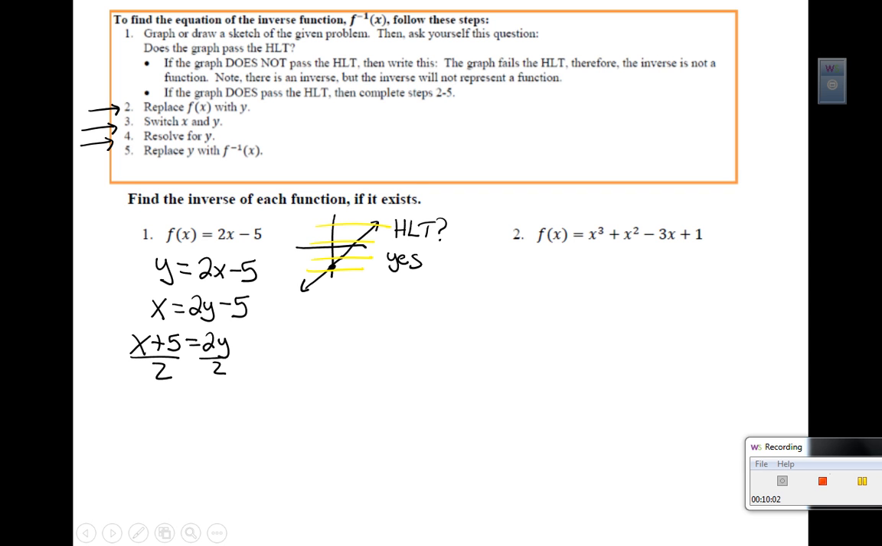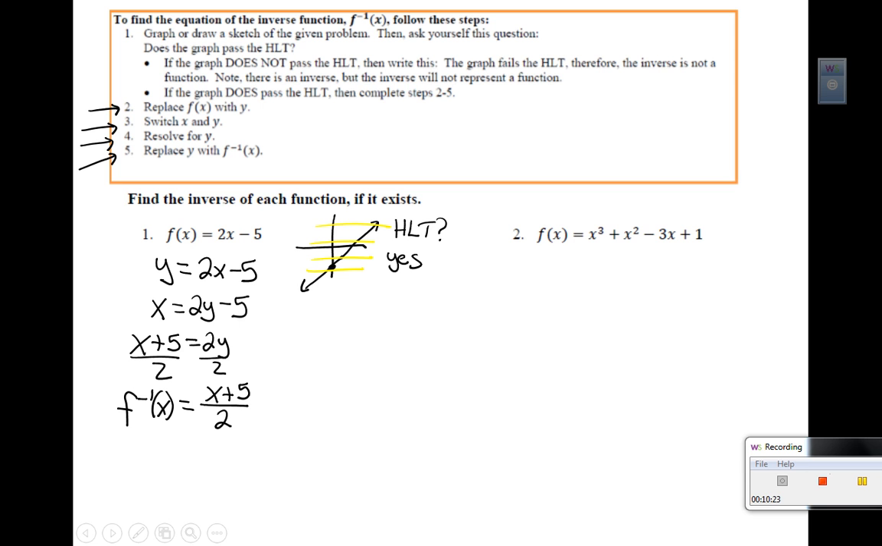I'm going to pause there for a second. Now I'm ready for number 5. Replace y with f negative 1 of x. That's the notation for inverse. So here goes. I'm going to say that f negative 1 of x is x plus 5 over 2.